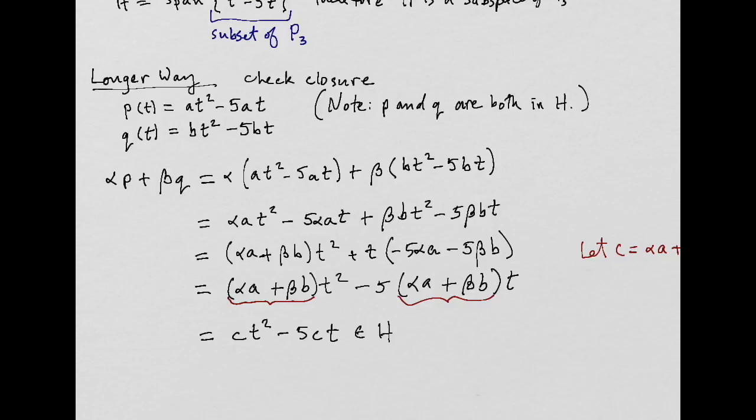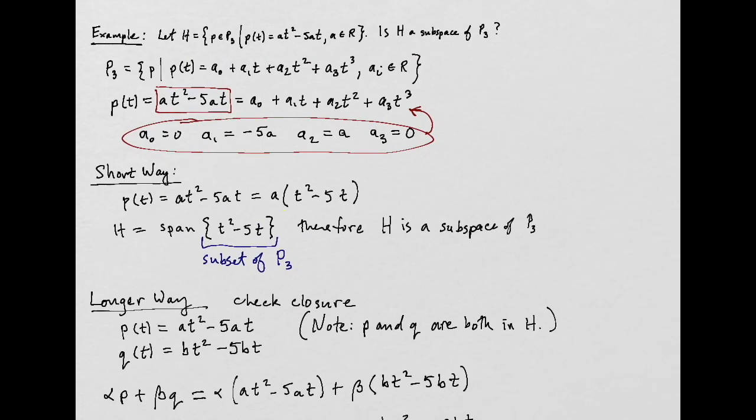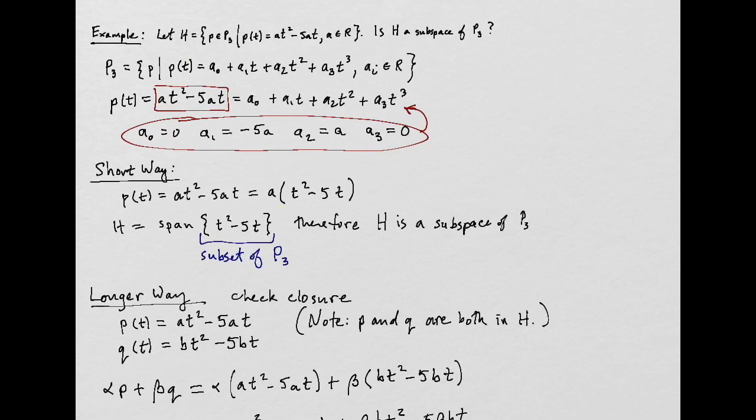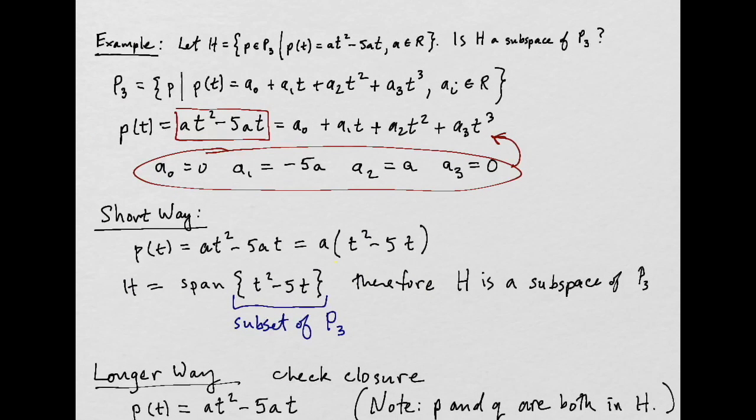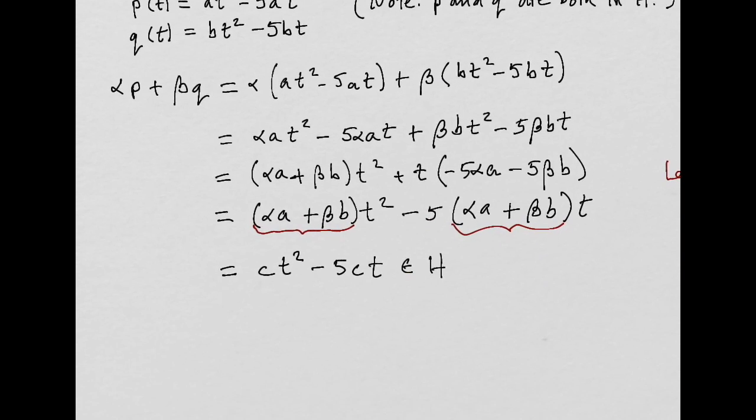And that's in H. It's in the form of an arbitrary polynomial in H. And how do we know? Well, if we go back up and look at the definition of H, H is the set of all polynomials p that can be written as some arbitrary scalar a times t squared minus 5 times that same scalar a times t. And that's what we have down here. Instead of a, we have c, but the letter doesn't matter. It just represents an arbitrary constant.